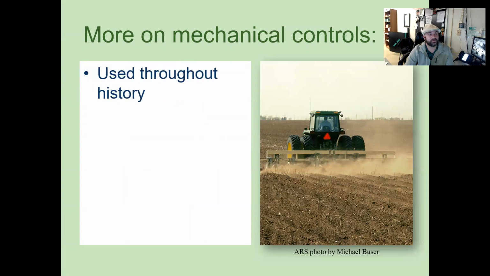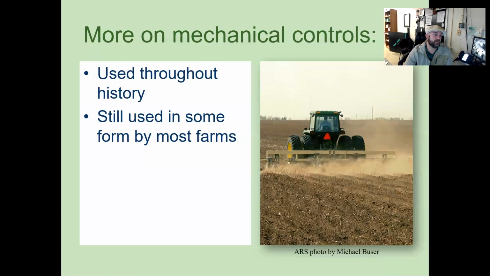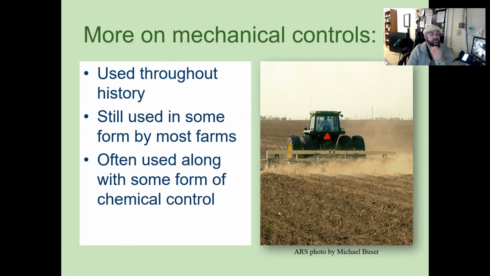So more like mechanical controls used throughout history, still used in some forms by most farms, often used along with some form of chemical control. So there are a lot of farmers out there not only tilling and doing a lot of mechanical control, pulling weeds out, but they're also putting chemicals down to help with keeping those weeds from either emerging or killing them off once they post-emerge.